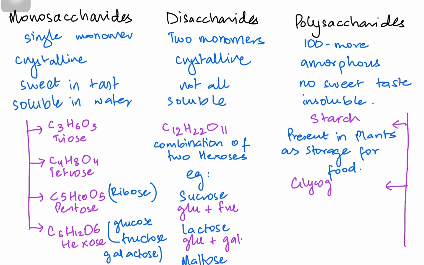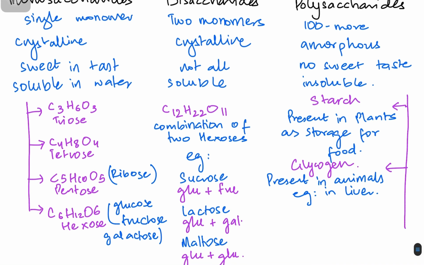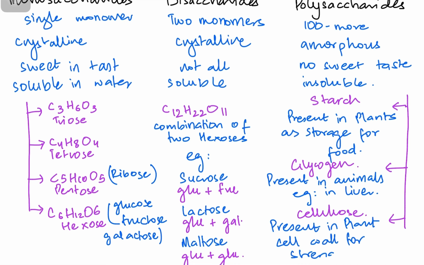Another example is glycogen. Glycogen looks very similar to starch, but animals use glycogen and they store glycogen inside their liver. So it is present in animals, for example in the liver. We store glycogen in our liver as storage. The third example we have is cellulose. We know that it's present in plant cell wall. It is there for strength. So cellulose is not used for storage, it's for strength.